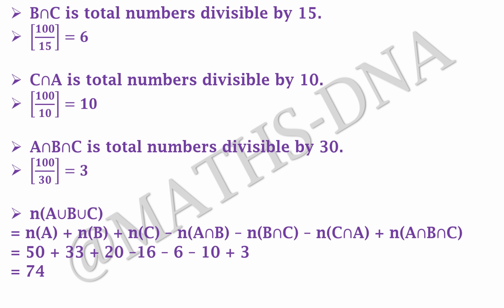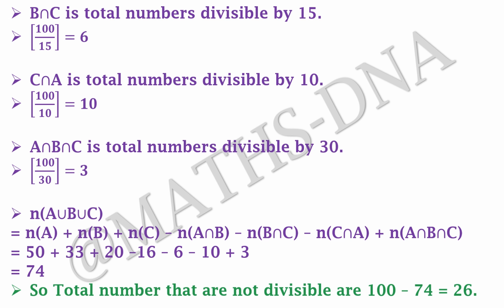But these are the numbers that are divisible by 2, 3 or 5, whereas we needed the numbers that are not divisible. So we subtract 74 from 100 and we get 26. So our required answer is 26, option C.